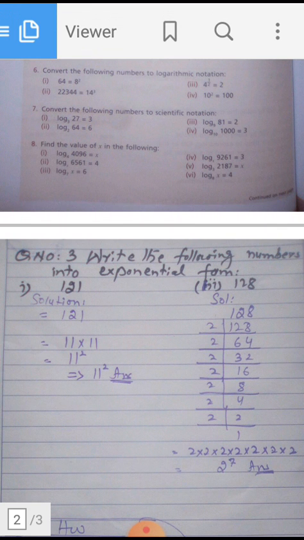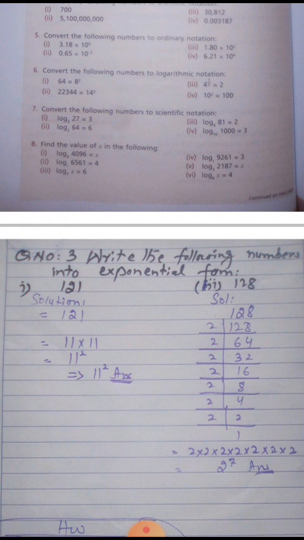So this is written in the exponential form. It means 2 power 7 is the exponential form of the number 128.